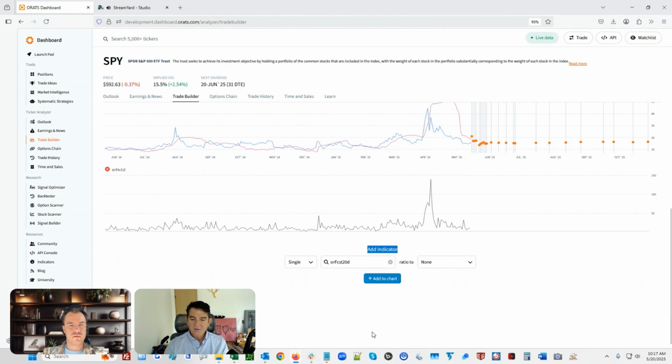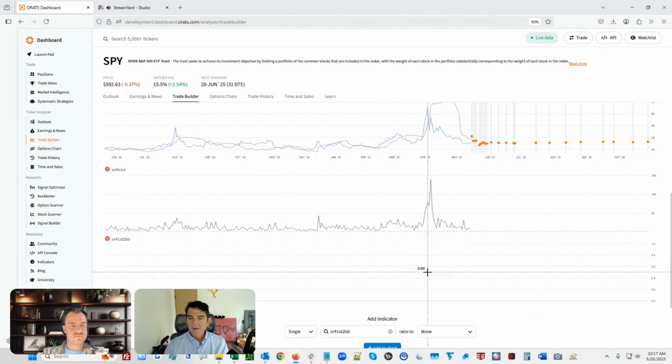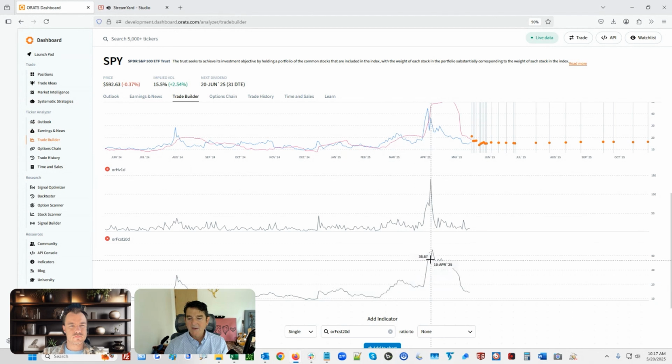So the ORATS forecast 20-day. You can start to see from the forecast, we use historical volatility, and as the volatility started going up, our forecast kept going up. Our forecast was way up, and then as it started coming down, our forecast comes down. You might say it's a little slow, but it's kind of marking the market, following the market a bit.